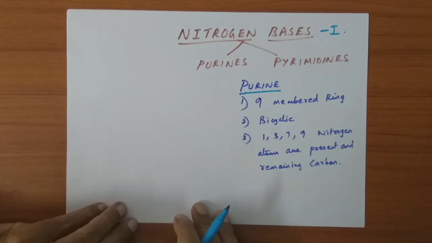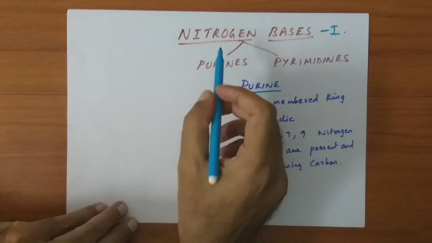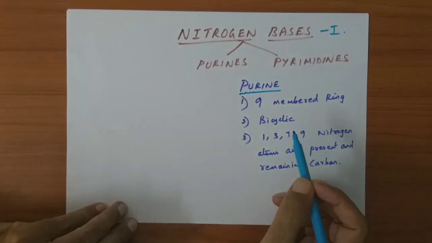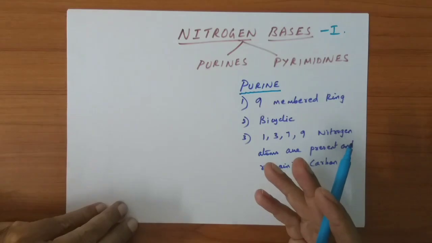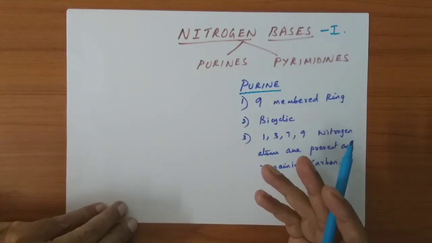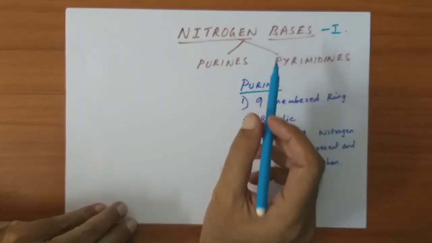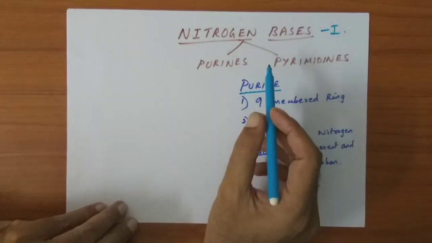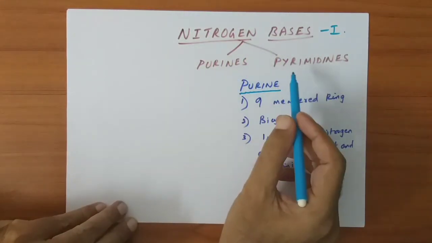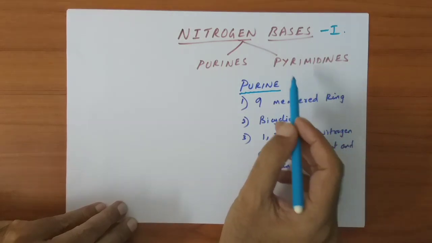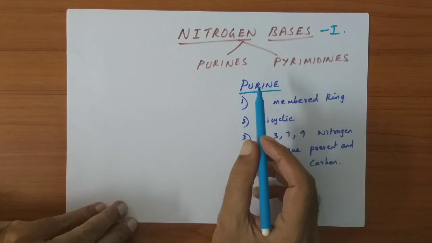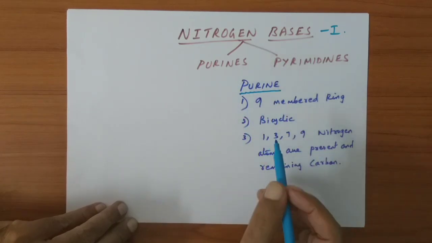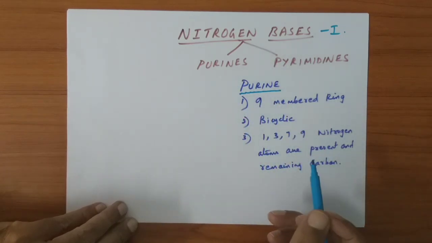In today's video, I will discuss nitrogen bases. We know that the nitrogen bases form a part of RNA and DNA, so they are very important. Nitrogen bases are basically of two types, purines and pyrimidines. In this video, we'll be focusing on the purines, especially the structure of purine. So, how to draw the structure of purine.